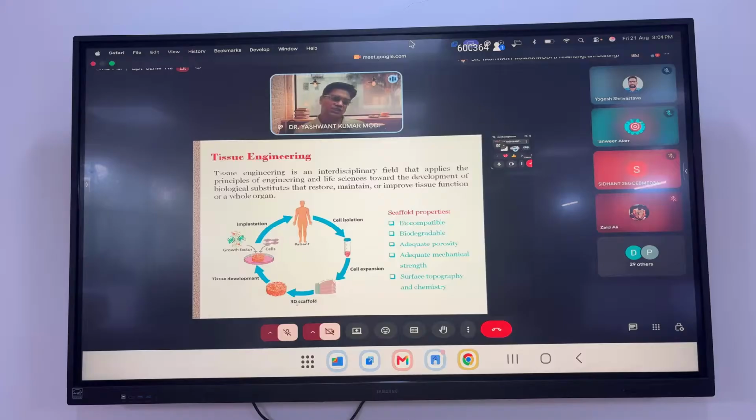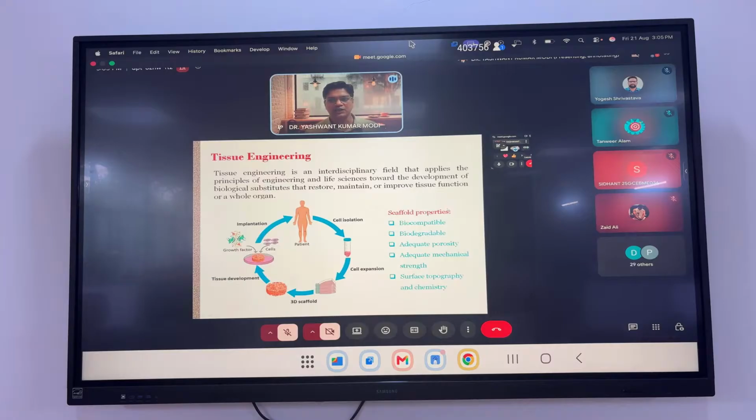You can see the scaffold is a very important link in this tissue engineering approach. Tissue engineering has existed for some 20-30 years, but 3D printing has been contributing to tissue engineering especially for the last 15 to 20 years, because it can produce customized scaffolds as per the requirement of the patient. That is why it is becoming popular day by day for making scaffolds.